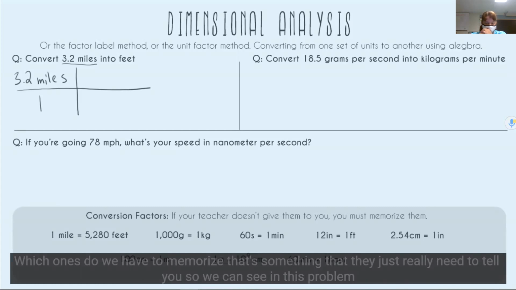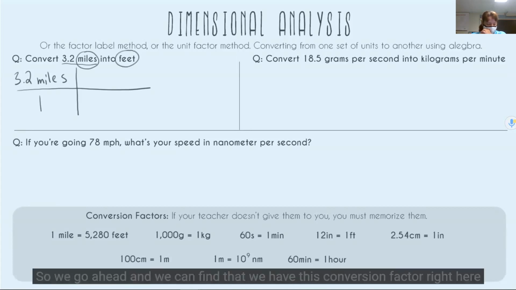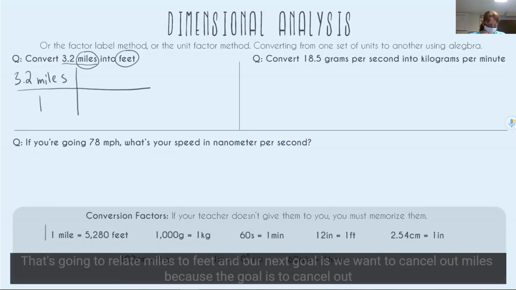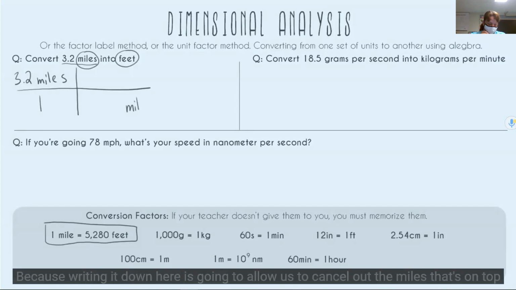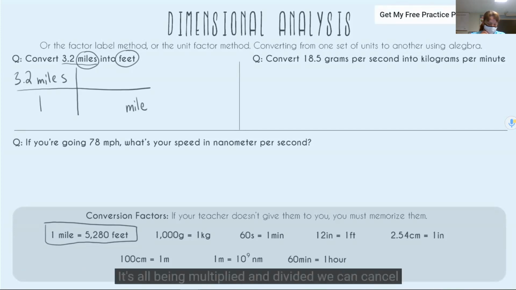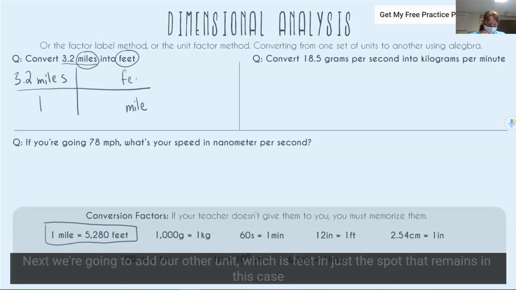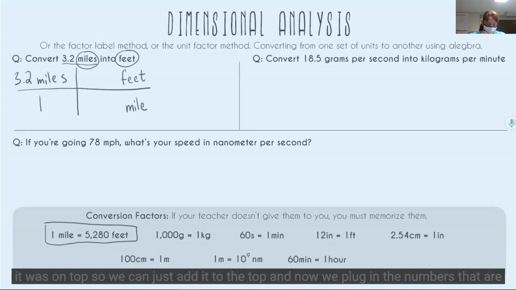So we can see in this problem, our 2 units are miles and feet. We can find this conversion factor right here that's going to relate miles to feet. And our next goal is we want to cancel out miles, because the goal is to cancel out miles and end up in feet. To do that, we're going to just write miles on the denominator, because writing it down here is going to allow us to cancel out the miles that's on top. That's just how we cancel in algebra. We have 1 on the top, 1 on the bottom. It's all being multiplied and divided. We can cancel. Next, we're going to add our other unit, which is feet, in just the spot that remains. In this case, it was on top, so we can just add it to the top.